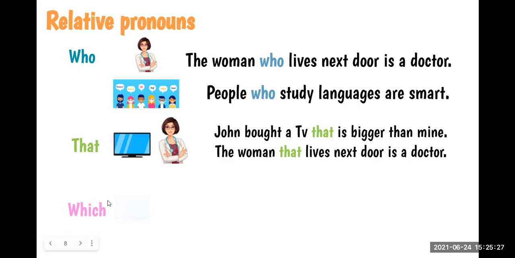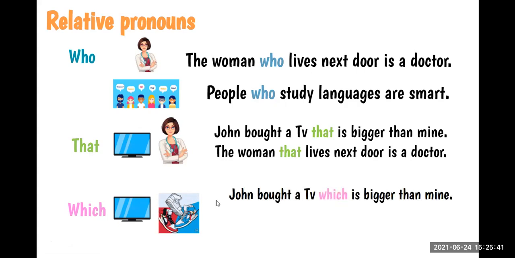Then we have which. Which is used just for objects. Okay, objects, of course, places, but not for people. Okay, we can use this for singular or plural. For example, John bought a TV which is bigger than mine. Como pueden ver, es la misma oración y podemos reemplazarlo por which porque estamos hablando de un objeto. Ok, la cual es más grande que la mía.